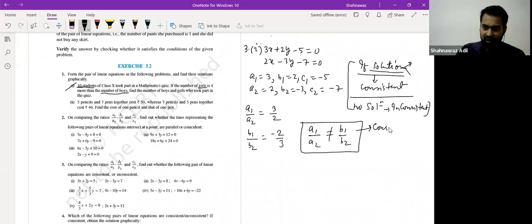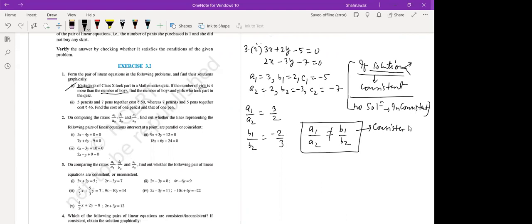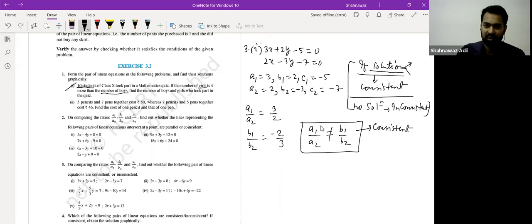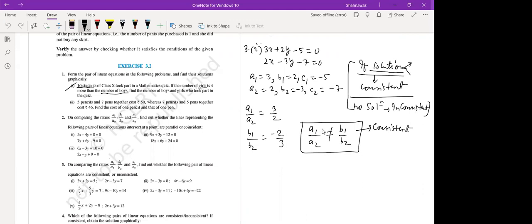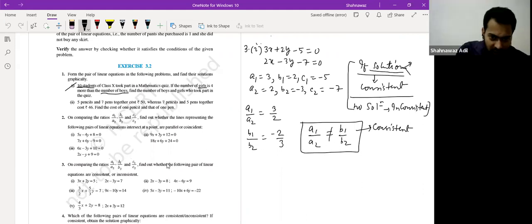So this is consistent, right? Because A1 by A2 not equal to B1 by B2 gives a unique solution. So this is consistent, and these are intersecting. This is the condition for the intersecting ones. So now let's compare this one with the second question.